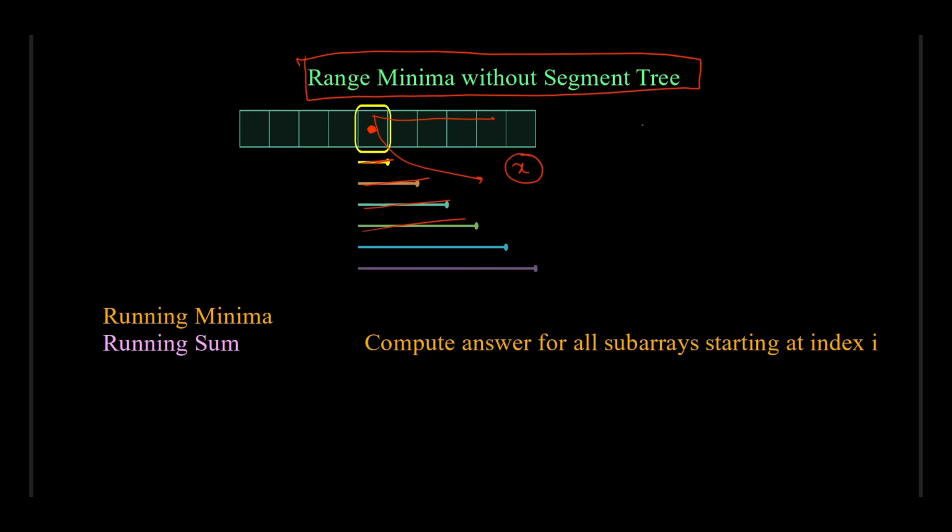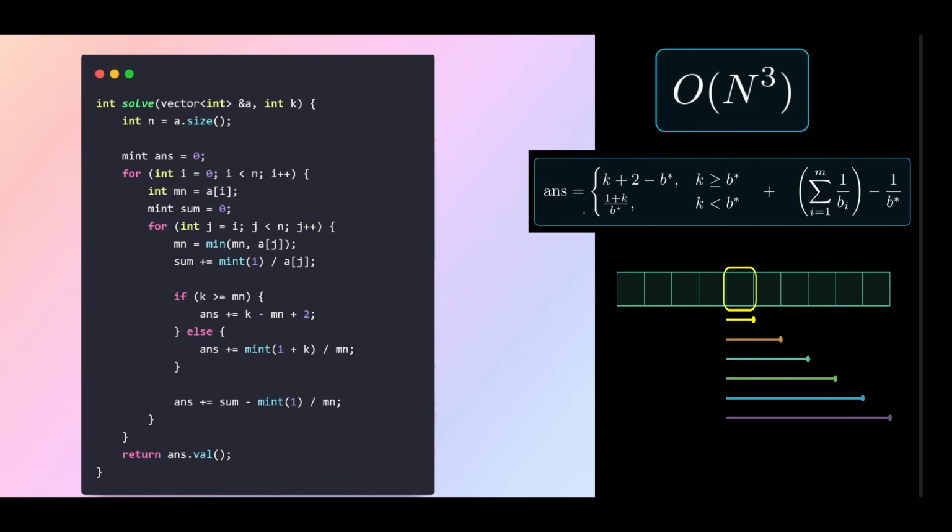So using just an iteration technique of left to right, by fixing the left index and then computing the answer for all the subarrays that start at index I, you can keep track of the running minima and the running sum. This is the implementation for that. You see that just 10 to 15 lines of code, with no need of a segment tree, and we have already optimized the solution to O of n cube.